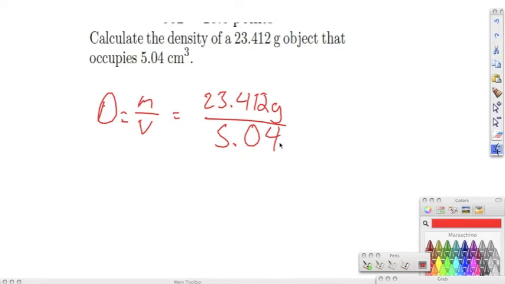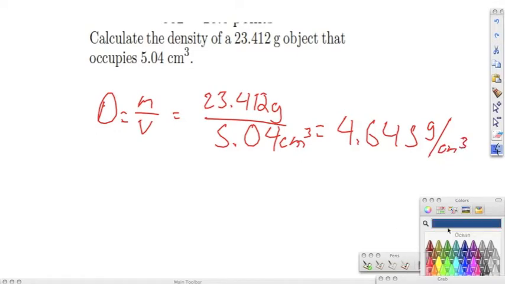5.04 cubic centimeters. And guys, here you might get a little bit confused, thinking, hey, this is cubic centimeters. What does that mean? I thought centimeters was a length. But just remember that when we have cubic centimeters, that's length times width times height. So that's going to be volume. So all we got to do is divide those guys out, and we get an answer of 4.645, which we could round up to 4.65, and that's grams per cubic centimeter. Last thing, remember that cubic centimeters also equal 1 milliliter.